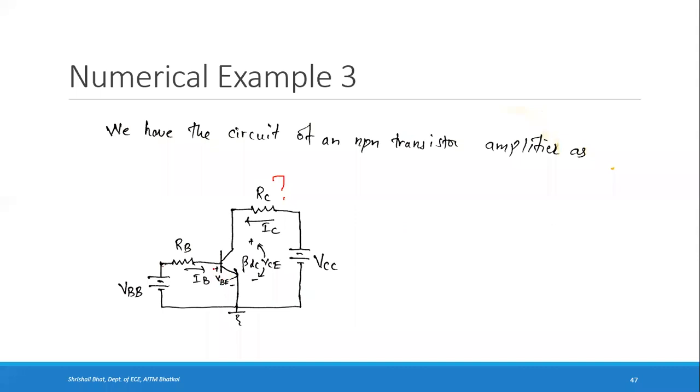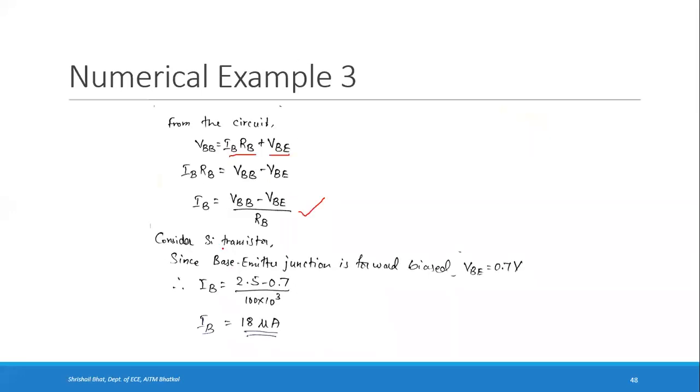That means the base emitter junction is forward biased. When the base emitter junction is forward biased, what is the junction potential? Considering a silicon transistor, at the junction the forward voltage will be 0.7 volts. So VBE we can take as 0.7 volts. Even if it is not given, you have to assume VBE is 0.7 volts, since for a silicon transistor the base emitter junction is forward biased.